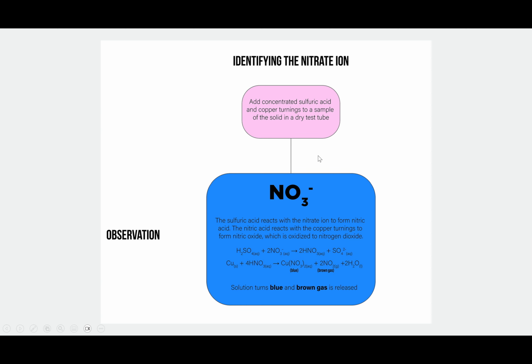So here, when we react a nitrate with sulfuric acid, we get nitrogen dioxide gas coming off. That is fine so far.